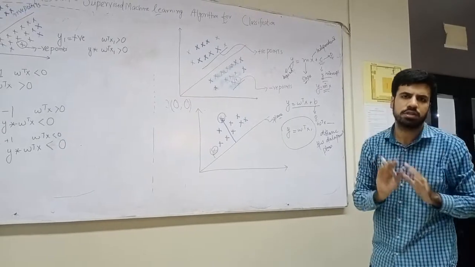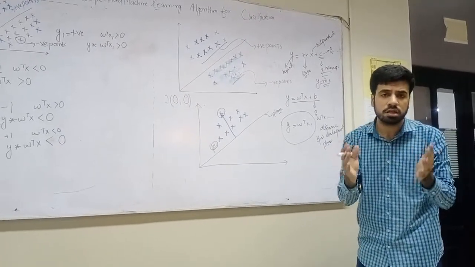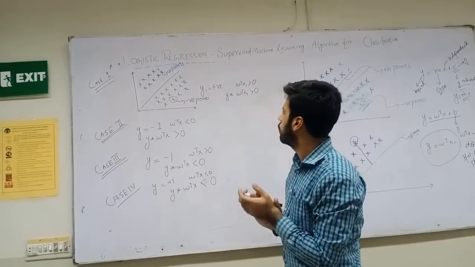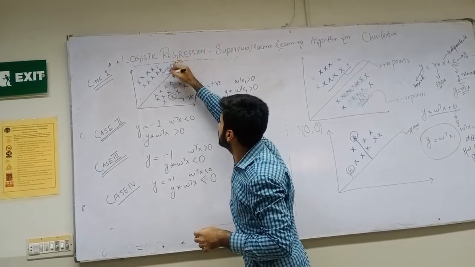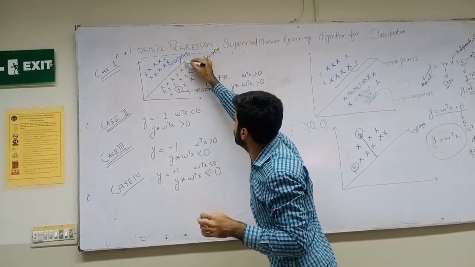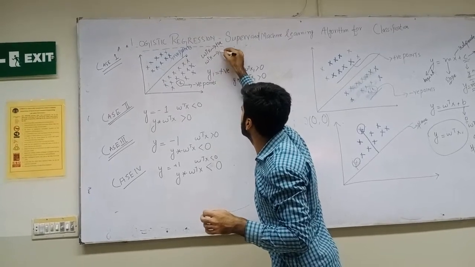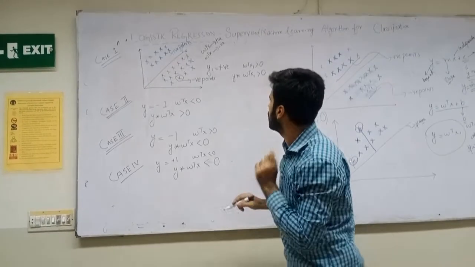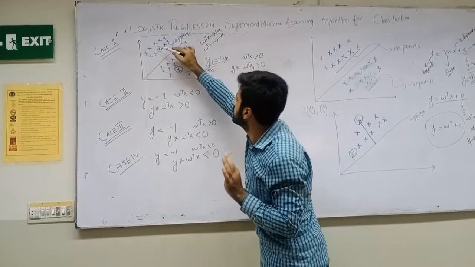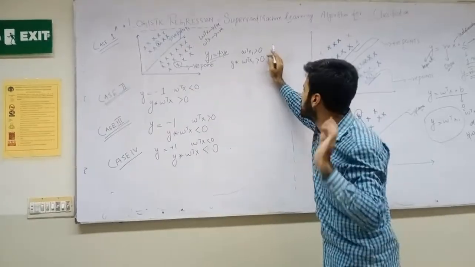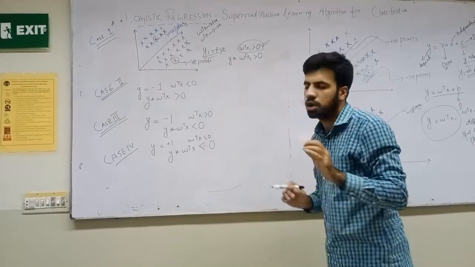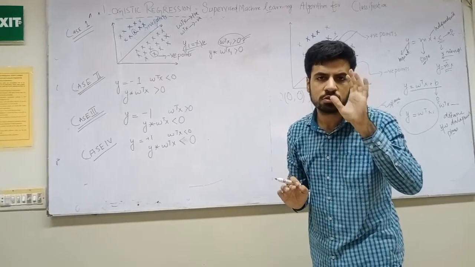Now let us consider 4 cases which will clear further things regarding logistic regression. So let us see our case number 1. For example, above this line wTx is positive, and below this line wTx is negative. So if I have a positive data point over here, my y will be positive, and as the data point is above this line, wTx should be greater than 0. So y multiplied by wTx will come greater than 0. If the value is greater than 0, it means our data point is correctly classified.